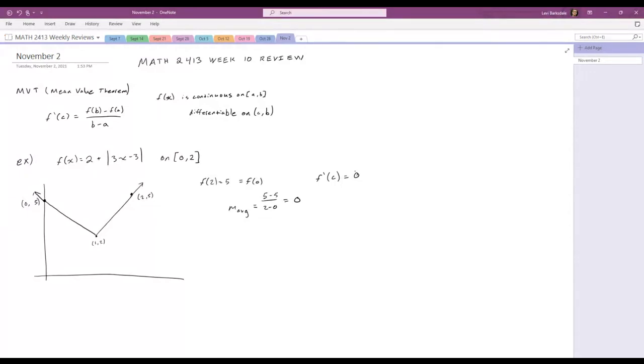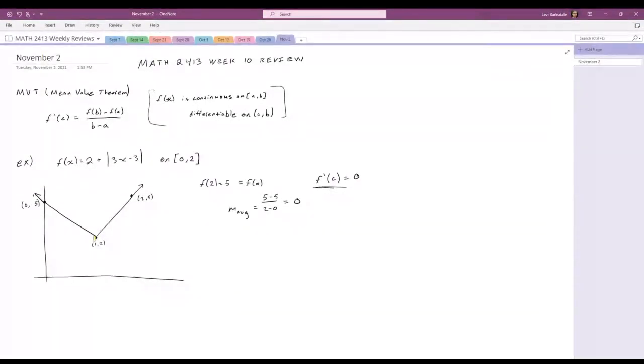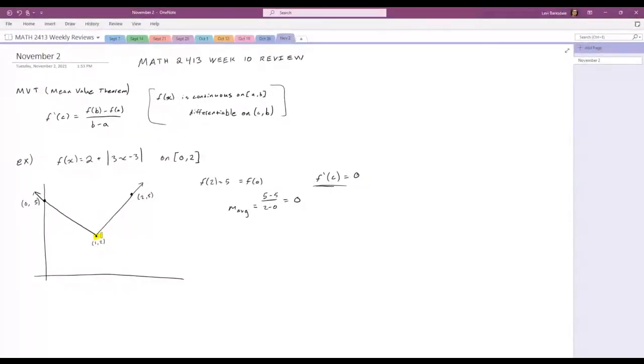The mean value theorem does not apply here, so there is actually no point where our average slope is equal to 0. The reason that the mean value theorem doesn't apply, again, we have to look back at our two conditions we have up here. First off, it is continuous, so it satisfies that condition. However, there is one point where it's not differentiable. And because it's not differentiable at this one point, the mean value theorem doesn't apply at all.